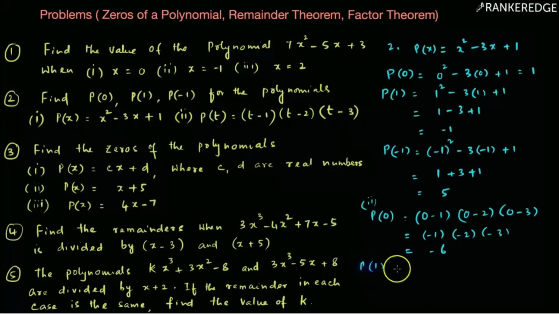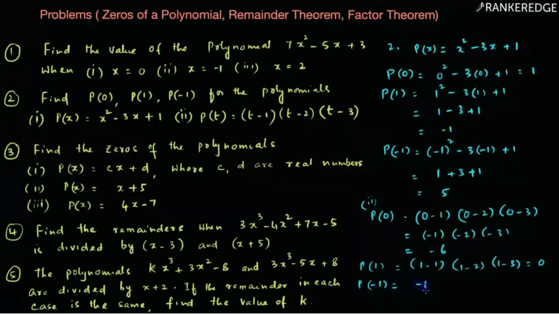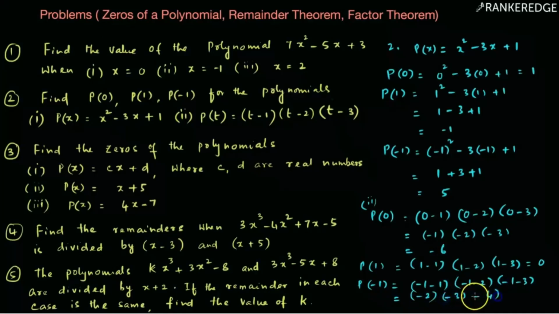Similarly, p of 1. That is equal to 1 minus 1 into 1 minus 2 into 1 minus 3. This 1 minus 1 will be 0. So 0 into everything else will become 0. So I don't have to calculate the remaining part. So p of minus 1 is the next one. Minus 1 minus 1 into minus 1 minus 2 into minus 1 minus 3. That is equal to minus 2 into minus 3 into minus 4. That is equal to 24 with a minus in front.